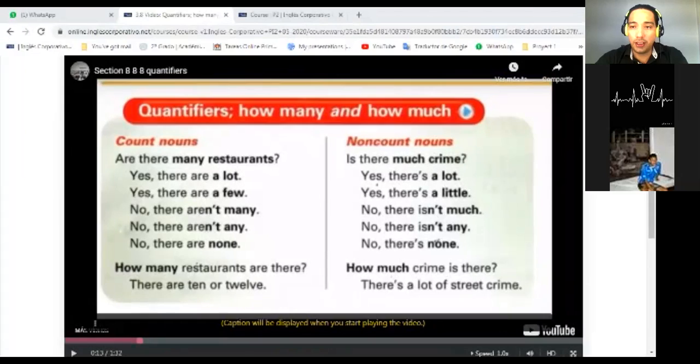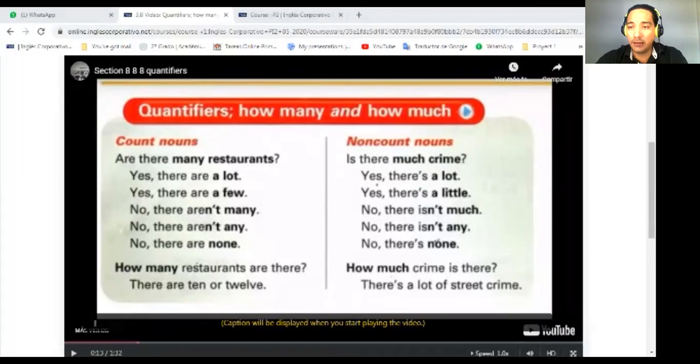Today we will review really quick the previous lesson regarding quantifiers. If you remember, we talked about quantifiers yesterday. We talked about how much and how many. So can somebody tell me when do we use how much and when do we use how many?